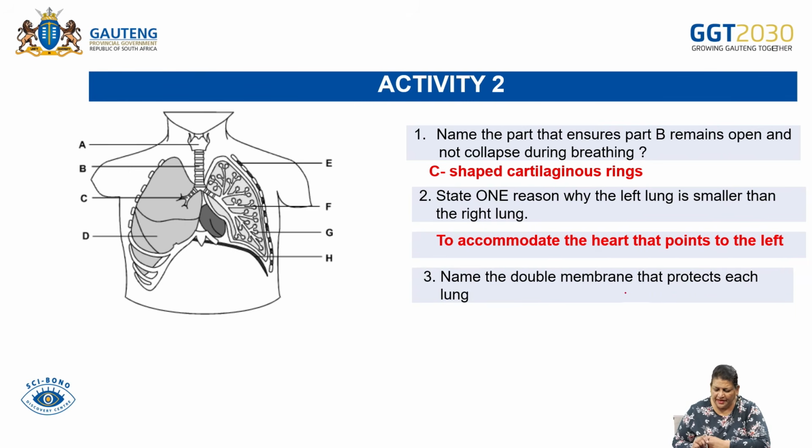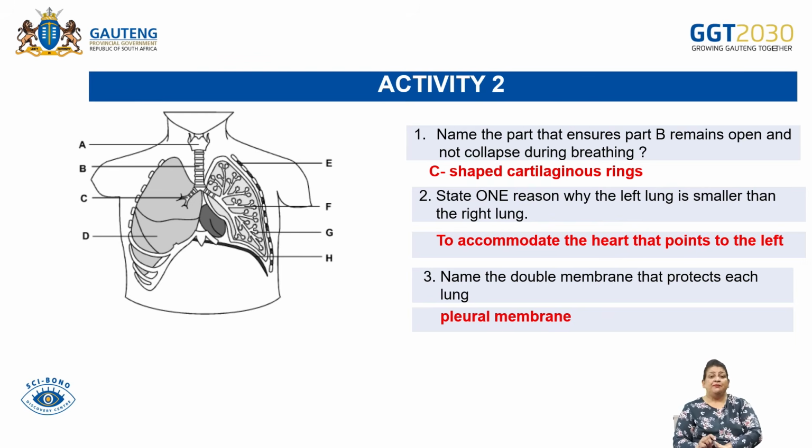Name the double membrane that protects each lung. So each lung, here you can see it, learners. Here's the lung, and it's protected by a double membrane. And that membrane is called the pleural membrane.